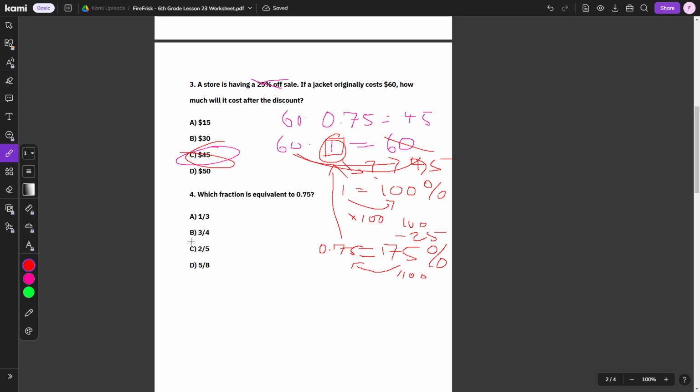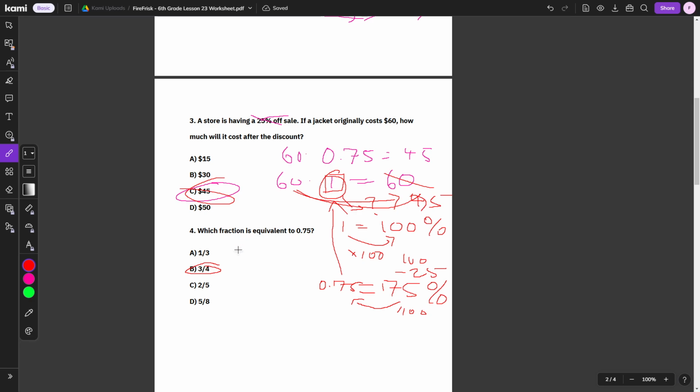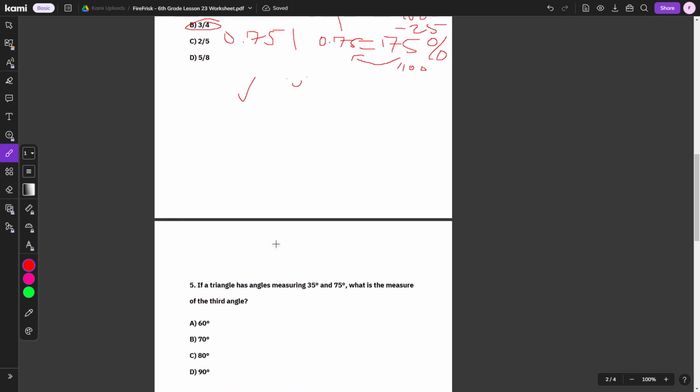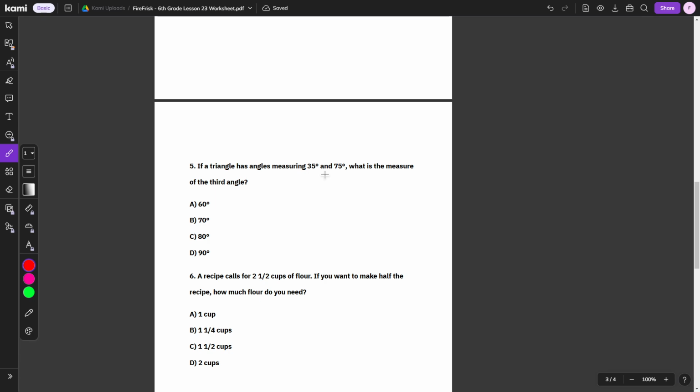Which fraction is equivalent to 0.75? Ooh, good topic. 3/4. Why? 1/4 is 0.25. 2/4 is 0.5. 3/4 is 0.75. 4/4 is just 1. Because, yeah, that's how fractions work. Nice. Smiley face.